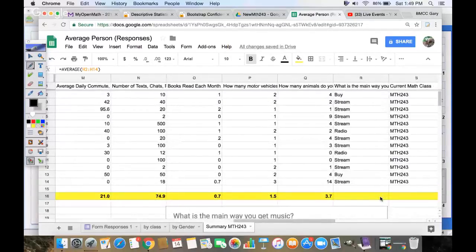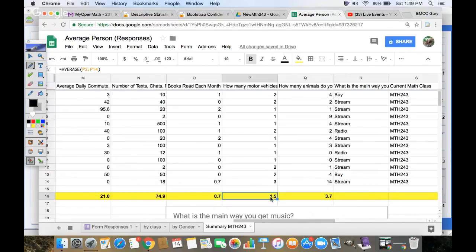So for example, at the end, I asked how many motor vehicles people own, and here it says 1.5 motor vehicles. Well, if you have half of a motor vehicle, it probably doesn't run. So I don't think that counts. So what does it mean to have 1.5 motor vehicles on average? Here is an instance where I have a statistic that couldn't actually be a number in the data set, which is a bit of a problem.